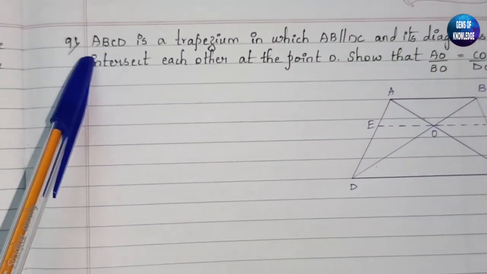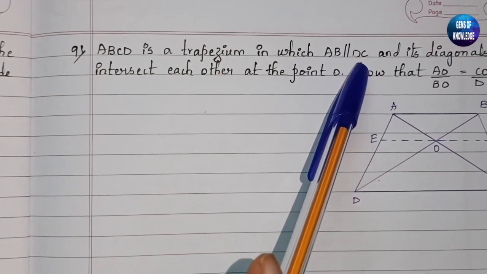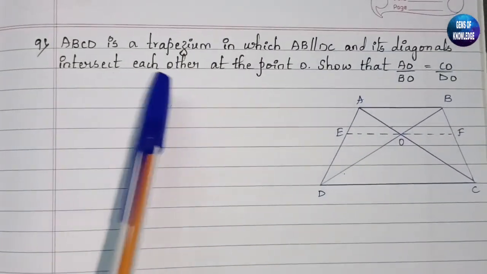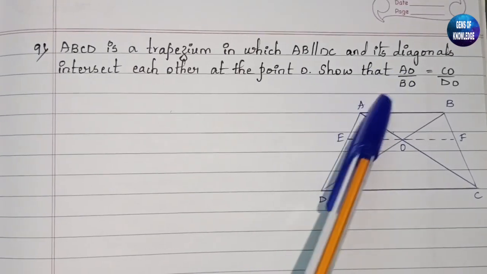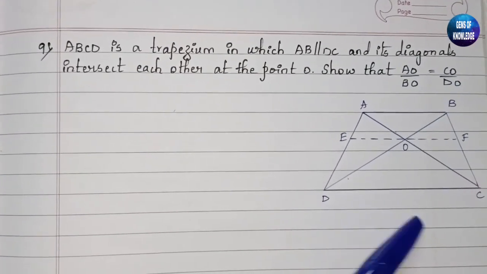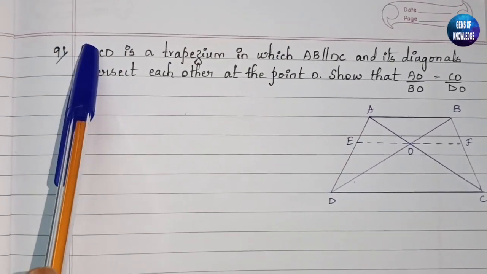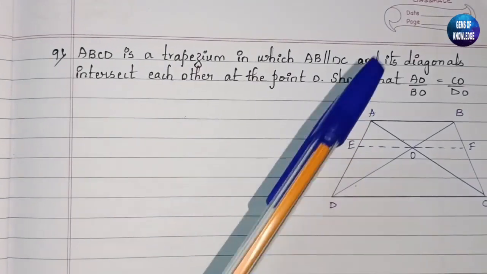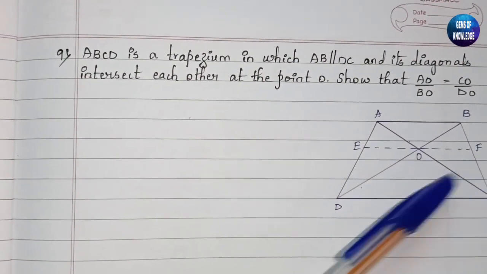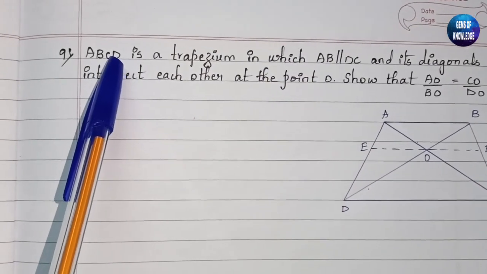As you can see here, the ninth one: ABCD is a trapezium in which AB is parallel to DC and its diagonals intersect each other at a point O. Then we need to show that AO by BO is equal to CO by DO. A rough diagram of a trapezium is drawn here. They have only given us the question; there is no trapezium diagram in the textbook, so I have roughly drawn it.